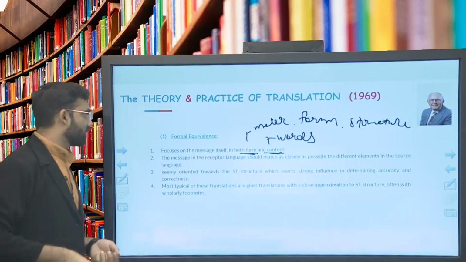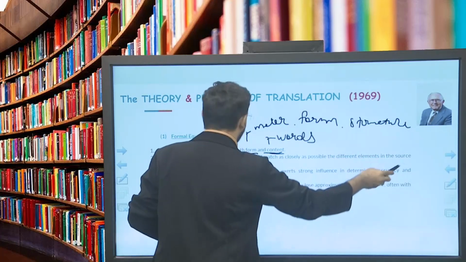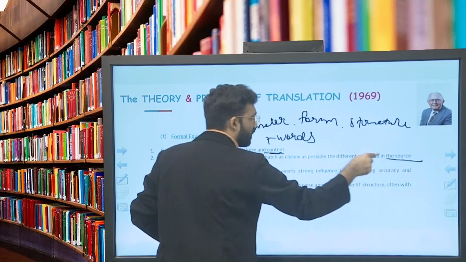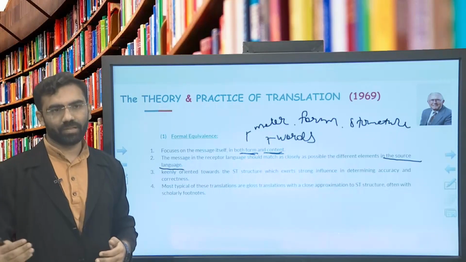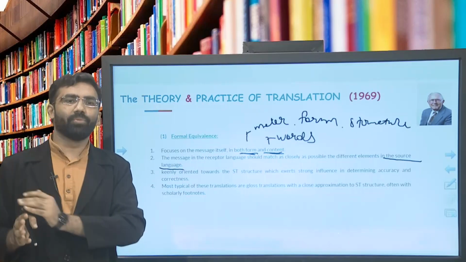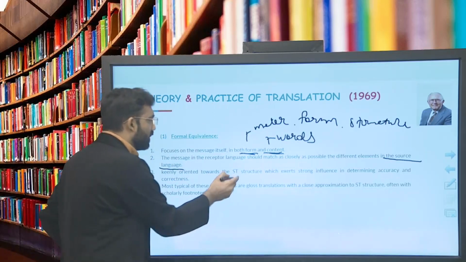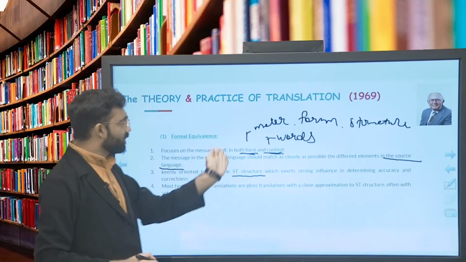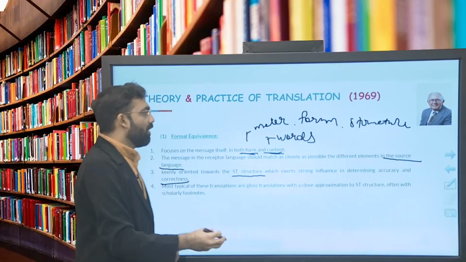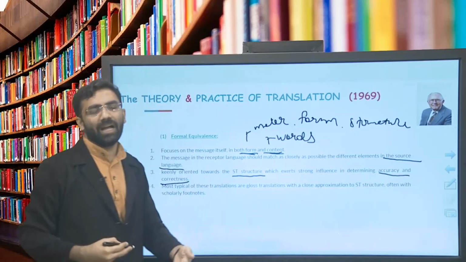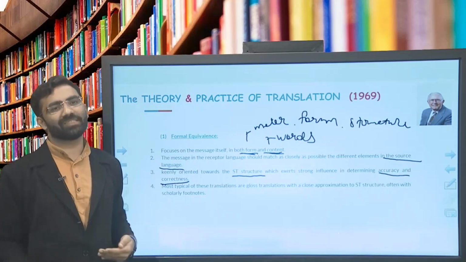The message in the receptor language should match as closely as possible the different elements in the source language. As I said, your focus would be on conveying the meaning closest to your source text. So your source text is given much importance in formal equivalence. It is keenly oriented toward the source text structure, which exerts a strong influence in determining accuracy and correctness. So you will be focusing on whether the translation you are doing is accurate and correct by comparing it with the source text.